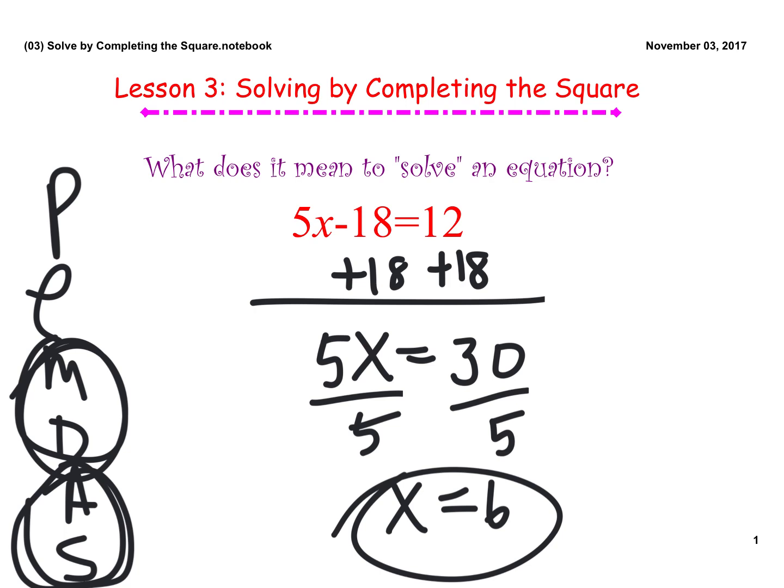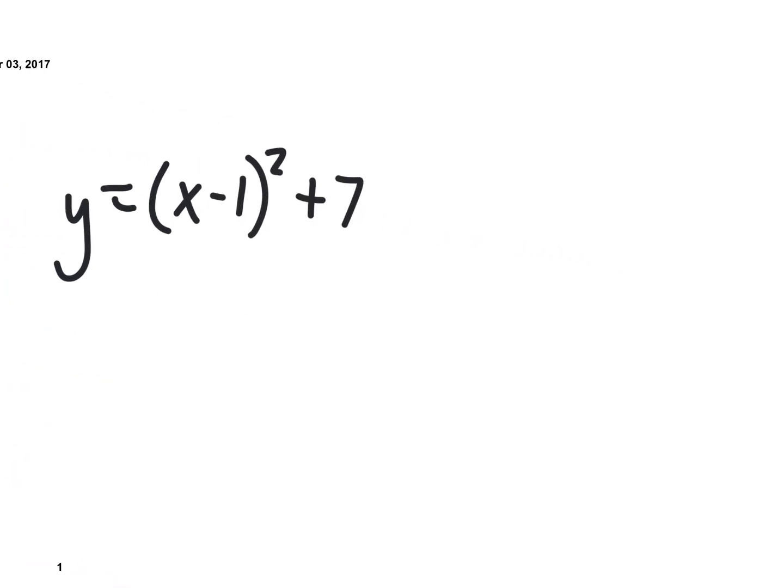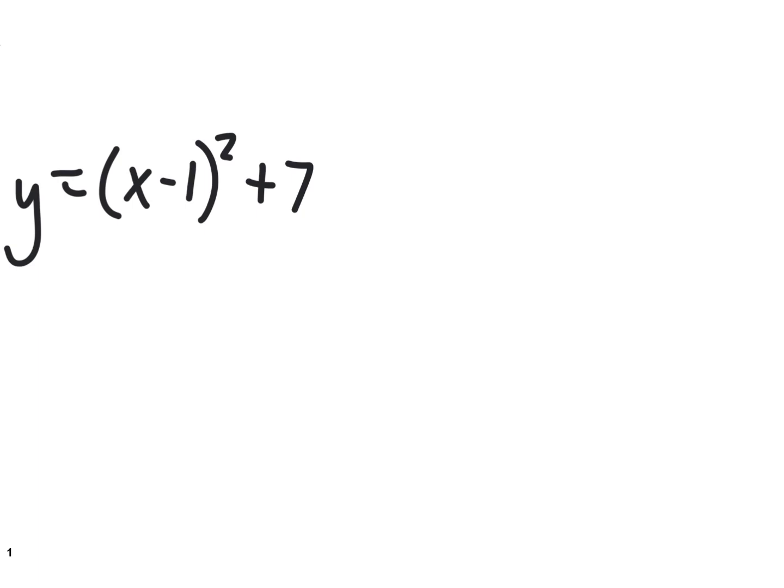It is. So how does this at all relate to completing the square? I'll show you. Let's say we had this: y equals (x minus 1) squared plus 7. That's what you get when you're done completing the square. You get that, and you have the vertex.